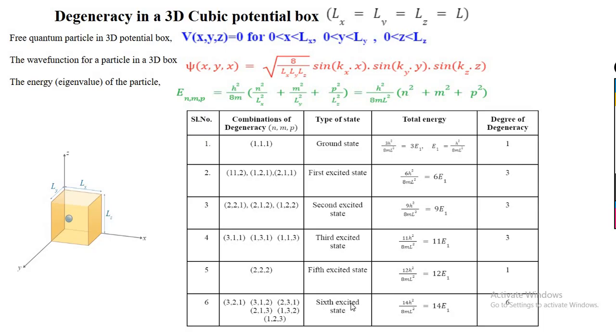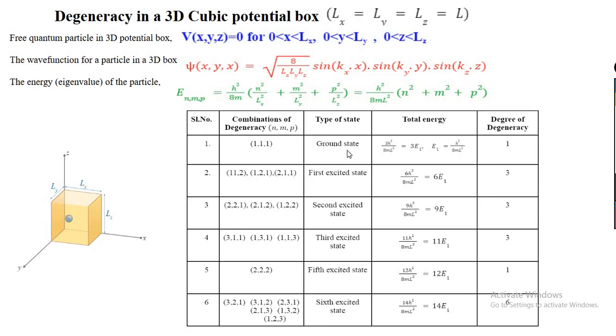And for the sixth excited state, this is 3, 2, 1, 3, 1, 2, 2, 3, 1, 2, 1, 3, 1, 3, 2 and 1, 2, 3. So these are the combinations for the sixth excited state. The x, y, z values are different in this case. So how many degrees of degeneracy are there? 6. And the amount of energy is 1 squared plus 2 squared plus 3 squared, which is 14 E1.